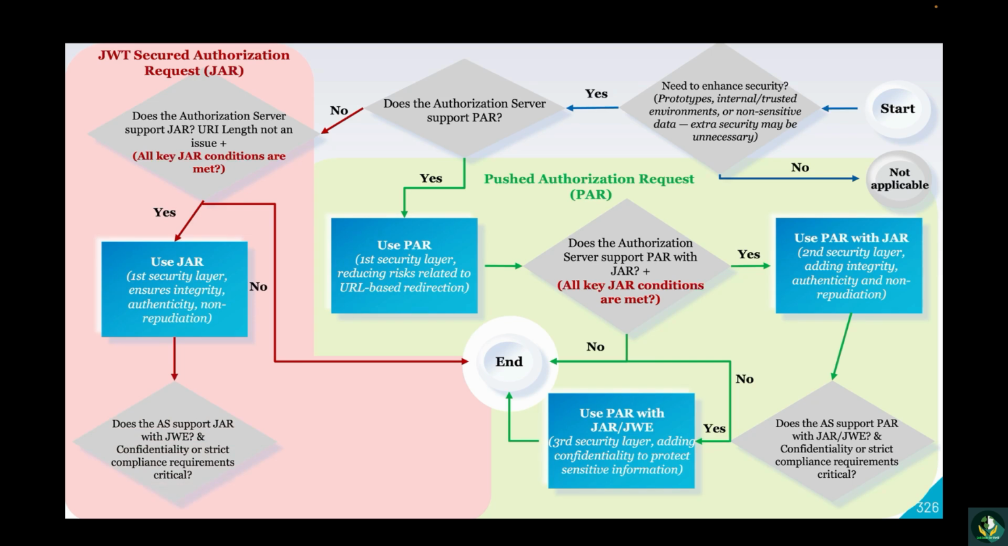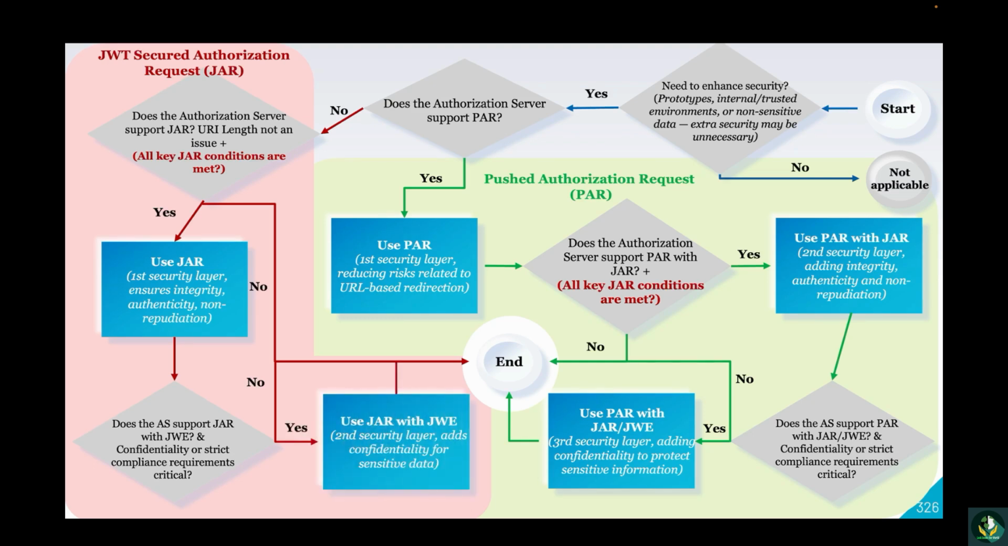Finally, we check if the authorization server supports JAR combined with JWE, asking whether confidentiality or strict compliance requirements are critical. If confidentiality is not a concern, we stop here. If confidentiality is crucial, we can use JAR with JWE as the second security layer, adding encryption to protect sensitive data in the authorization request.